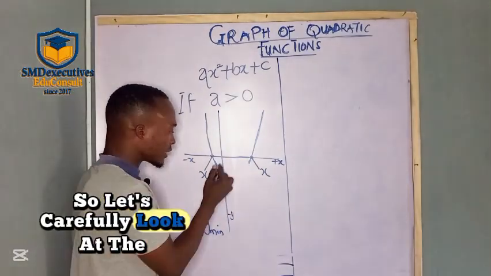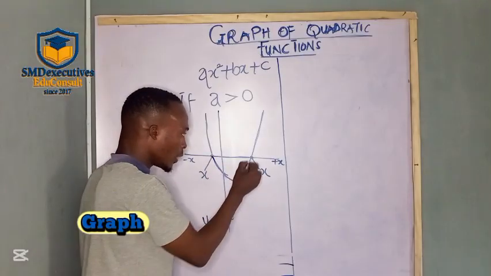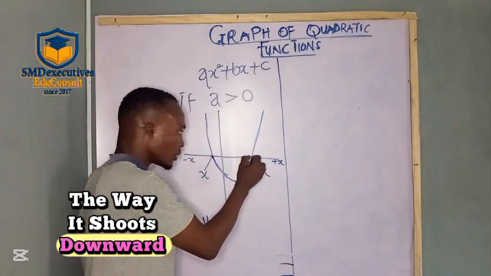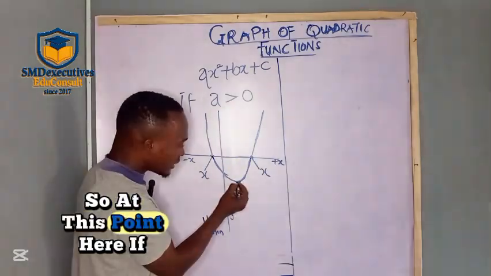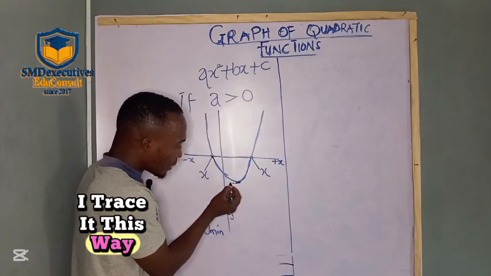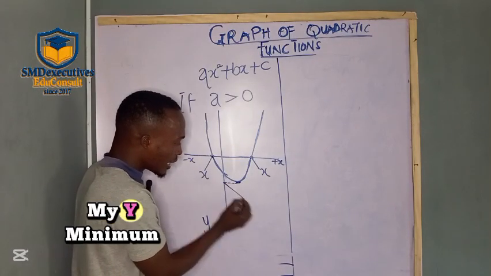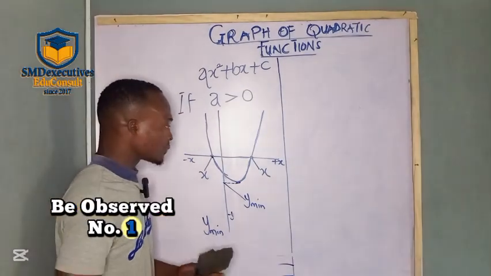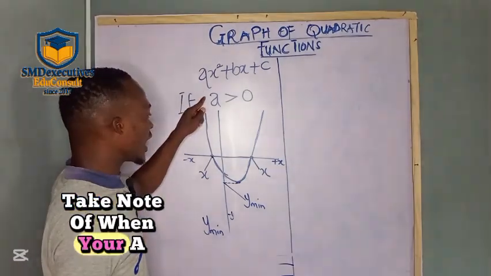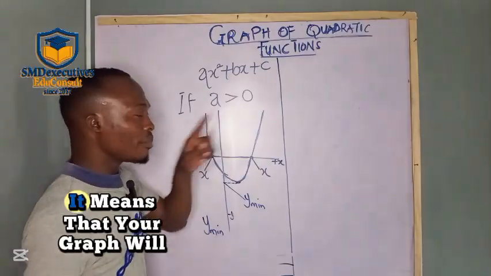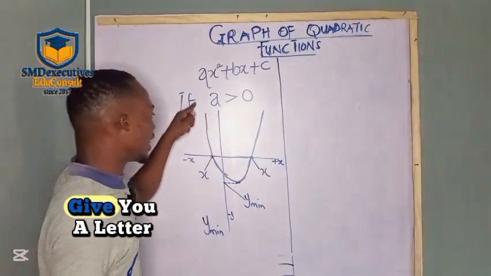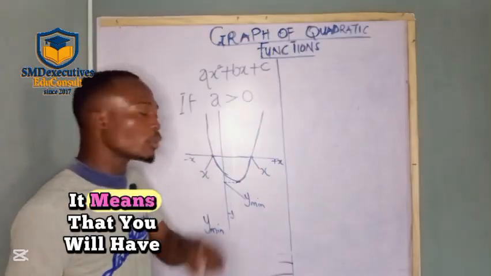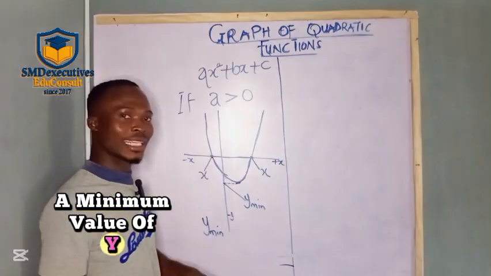So let's carefully look at the graph, the way it shoots downward. At this point here, if I trace it this way, I'm going to have what I call my y minimum. So two things need to be observed. Number one, take note of when your a is greater than 0, it means that your graph will give you a letter U shape. It means that you will have a minimum value of y.